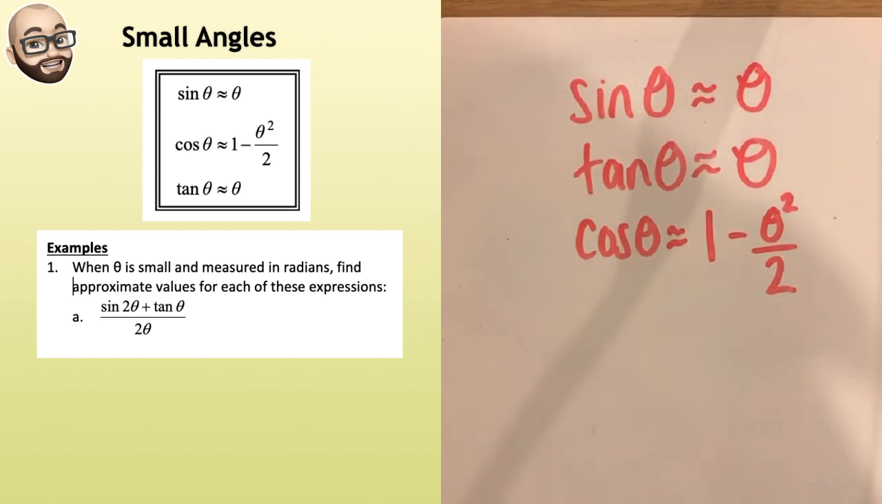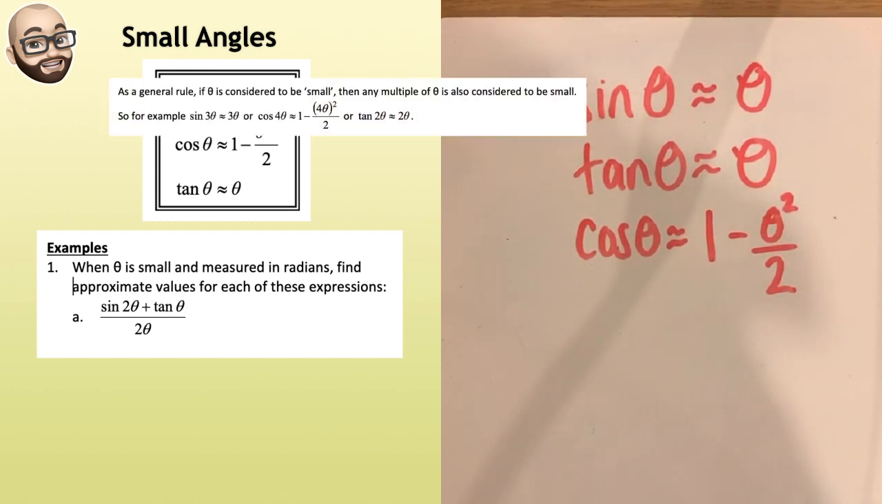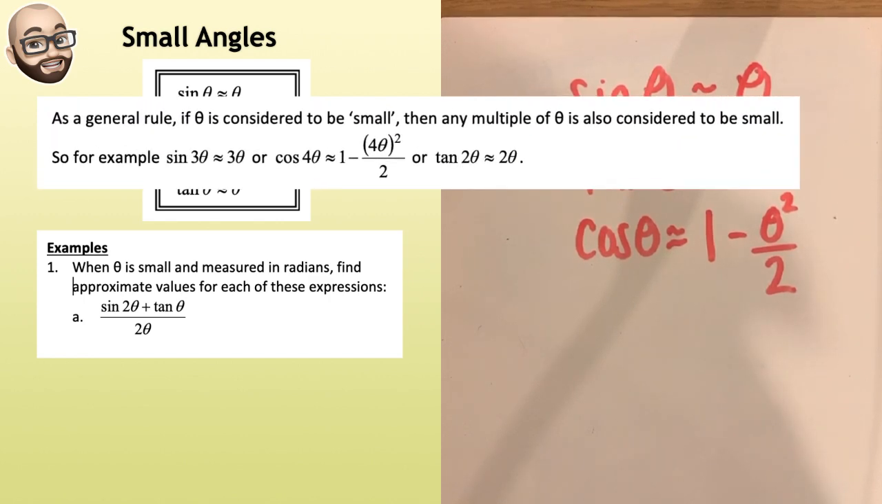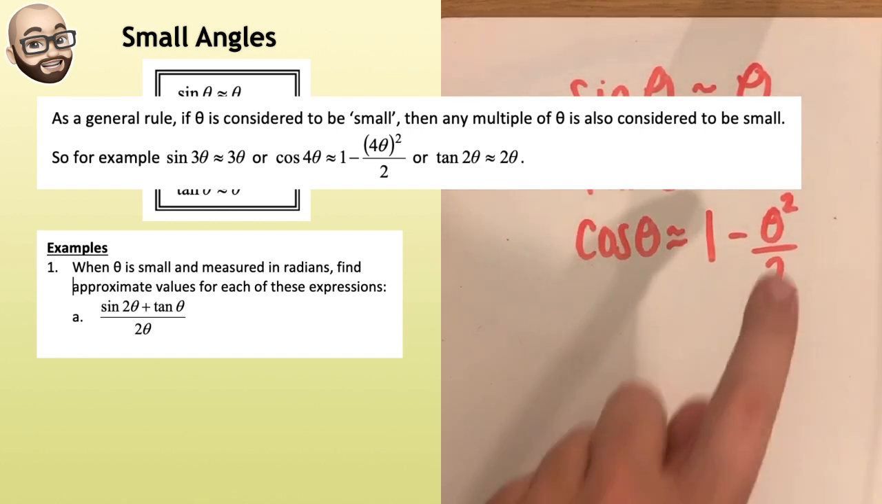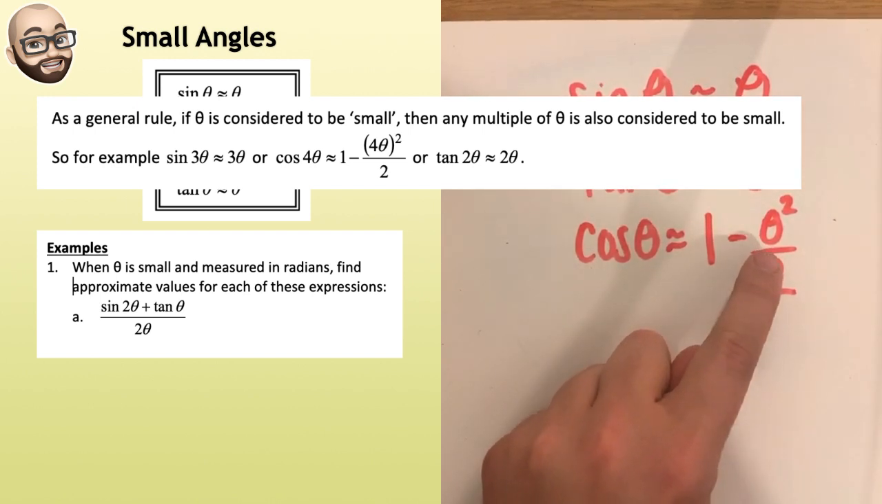Now, one thing I did fail to say was this thing here, which is currently on screen. It says, as a general rule, if theta is small, then any multiple of theta is also small. So if we had sine of 3 theta, that's just going to become 3 theta. If we had tan of 2 theta, that just becomes 2 theta. And for cos, if we have cos of 4 theta, then this theta here has to now become 4 theta in brackets before we square it and then divide it by 2.